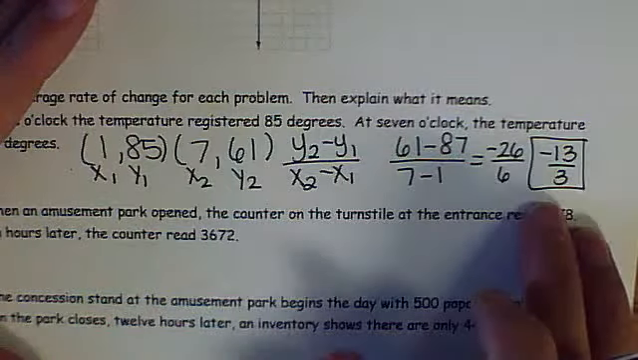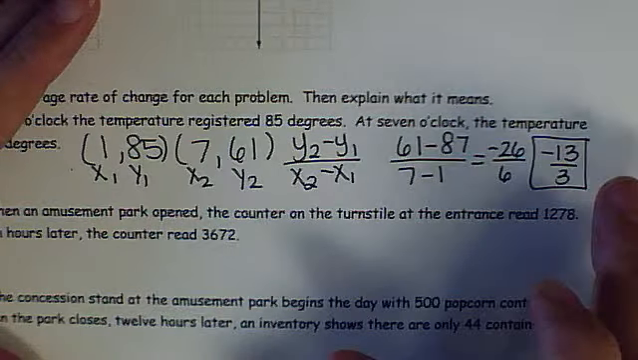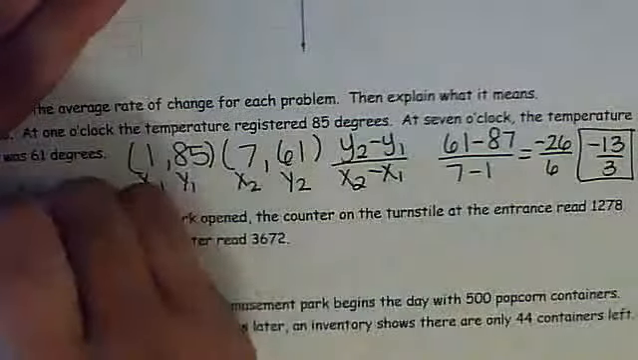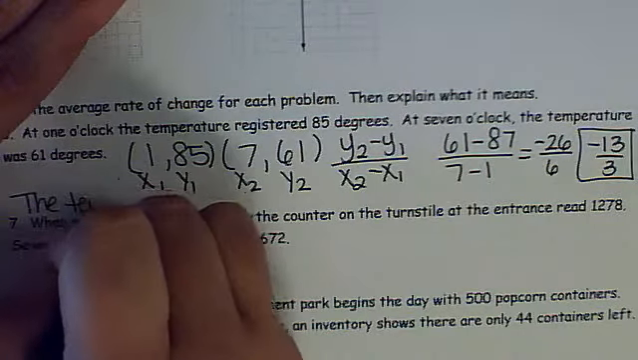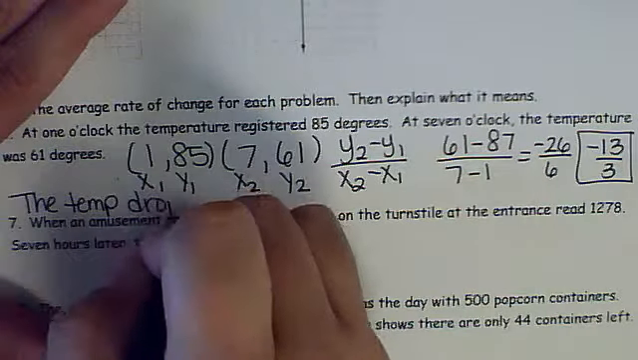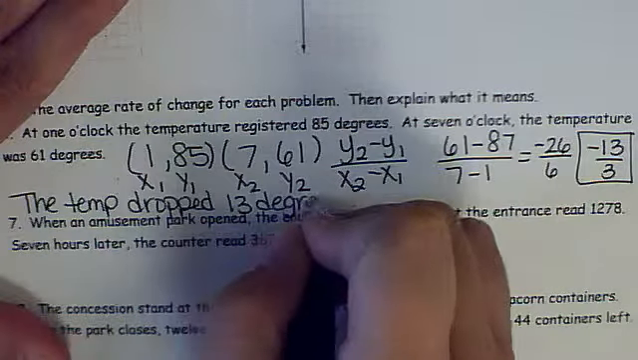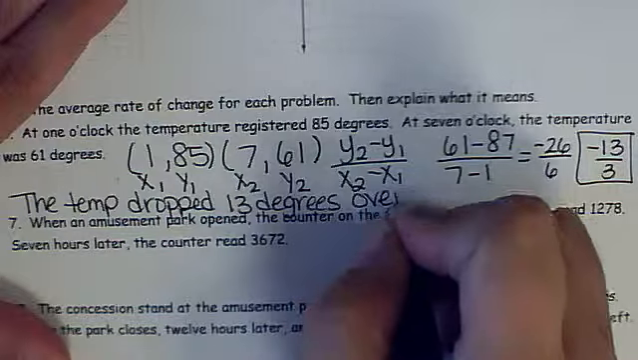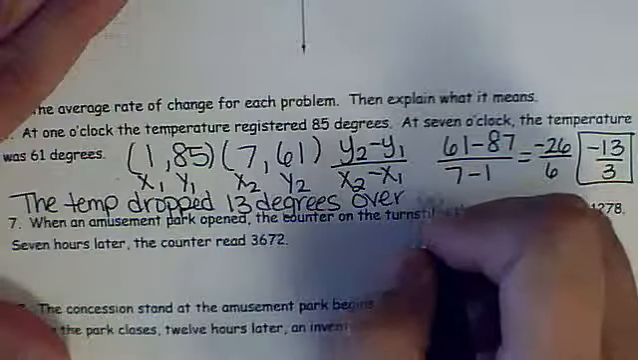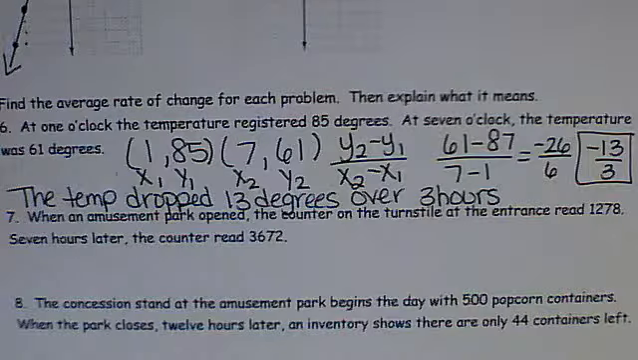So what does that negative 13 over 3 mean? The 13 on top is the temperature, and the 3 is the hours. So that means, because it's a negative, the temperature dropped 13 degrees over how many hours? The denominator is 3, so over 3 hours. So our slope is negative 13 over 3, and that means the temperature dropped 13 degrees over 3 hours.